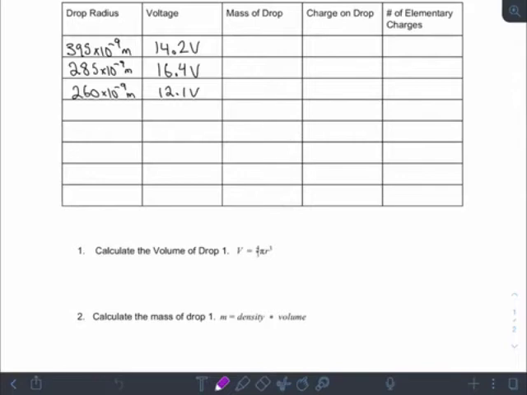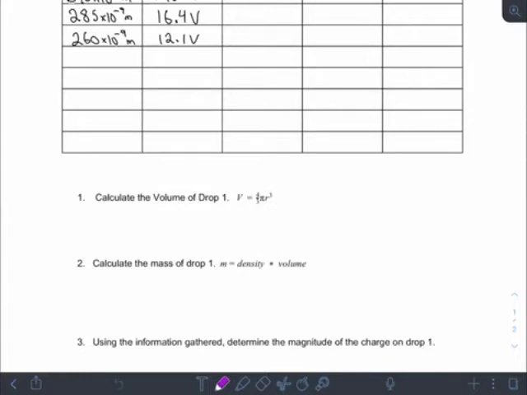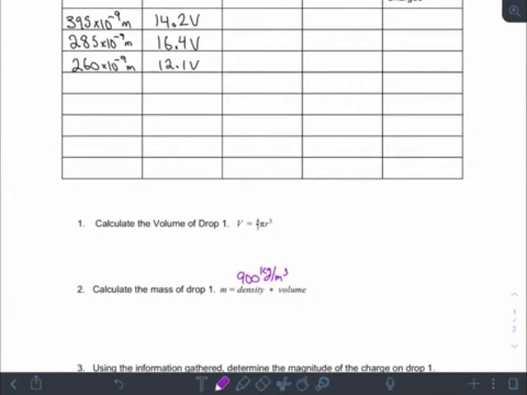So basically the only two pieces of data you take from the lab are the drop radius and the voltage. It did tell you that the density of the oil was 900 kilograms per cubic meter. And so once you find the volume of a drop using the radius, all you have to do is multiply it by that density to find its mass. So if I take my first one, my first one was 395 times 10 to the negative 9 meters because it was 395 nanometers. So I'll go 4/3 times pi times 395 times 10 to the negative 9.